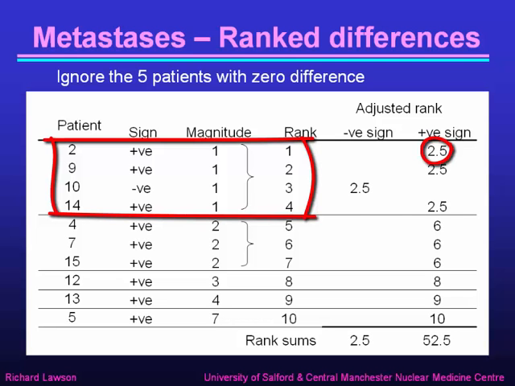Patient 2 had a positive sign, and so their rank of 2.5 goes in the positive sign column. The same with patient 9 who had a positive sign. But patient 10 had a negative sign, so their rank of 2.5 goes in the negative column.